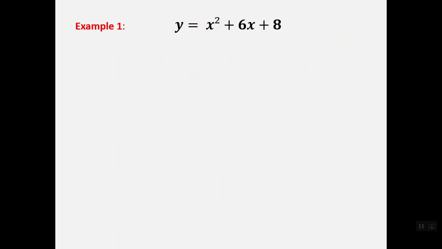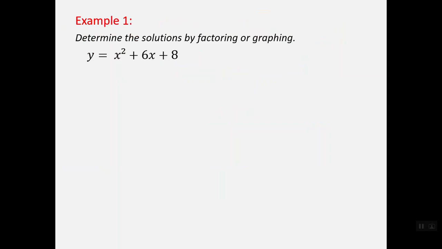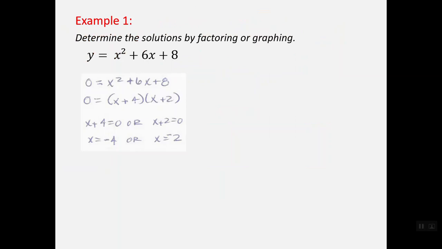All right, so example one, we're going to do it three different ways. We're going to start off using factoring. So take a look at this. You would go ahead and replace y with 0, and then factor our trinomial. You can see that factors into x plus 4 times x plus 2. Setting each of our factors equal to 0, you can see we've got x equals negative 4 or x equals negative 2, so the zeros of our function are negative 4 and negative 2.